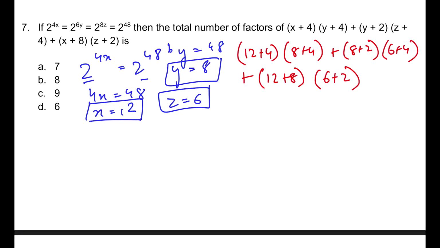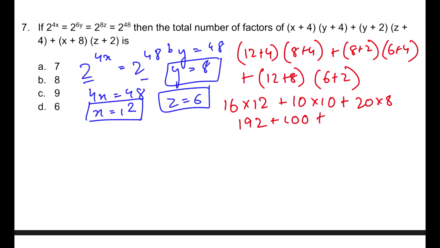So first we have to find that number, okay? So let us calculate the number. 16 multiplied with 12 plus 10 multiplied with 10 plus 20 multiplied with 8. And if you calculate this entire thing, you would get 192 from here, 100 from here, and 160 from here, whose sum is 452. Once you get 452, what you have to do is basically find the prime factorization of 452.